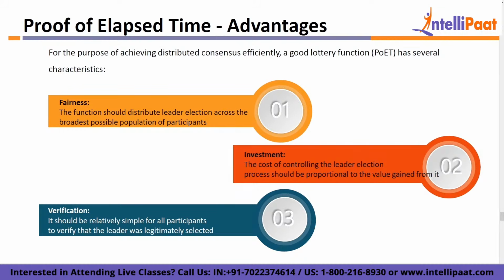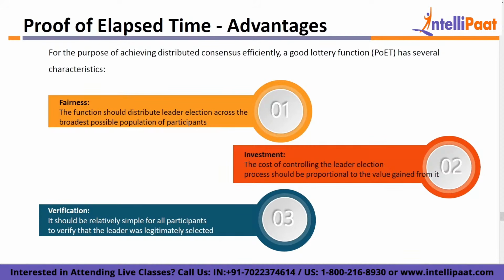For the purpose of achieving distributed consensus efficiently, a good lottery function, POET, has several characteristics. Fairness: the function should distribute leader election across the broadest possible population of participants. Means all participants, validator nodes participating in the validation and creation of new blocks, should be given a fair and equal chance in order to create a new block inside the blockchain. And that is being achieved by the proof of elapsed time algorithm.